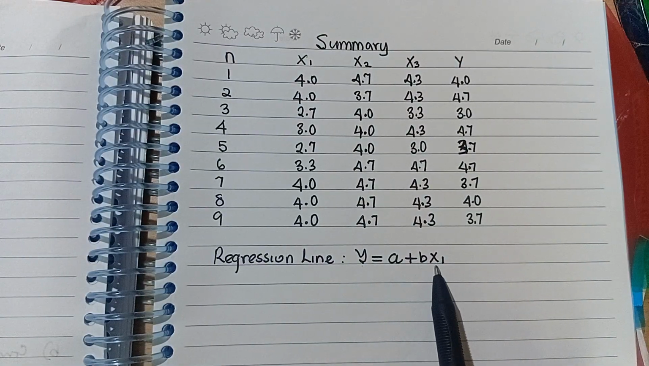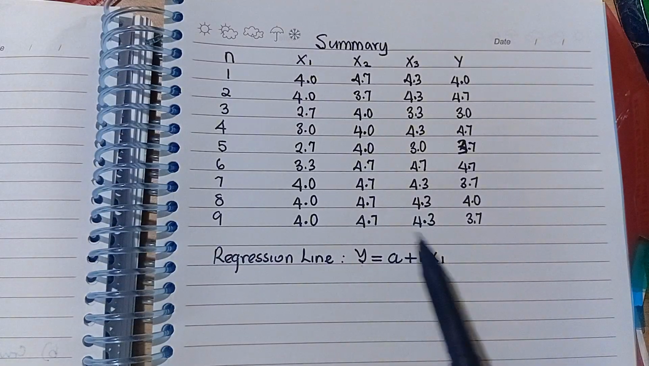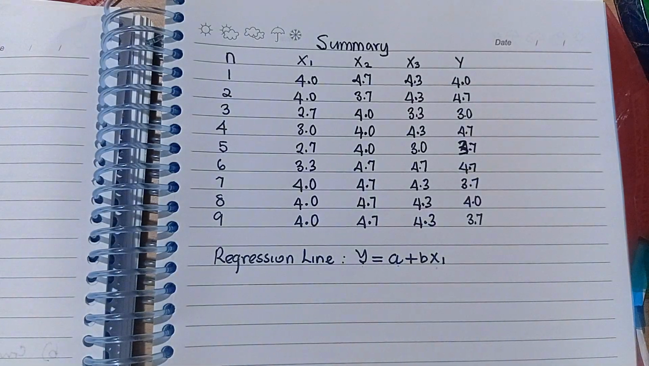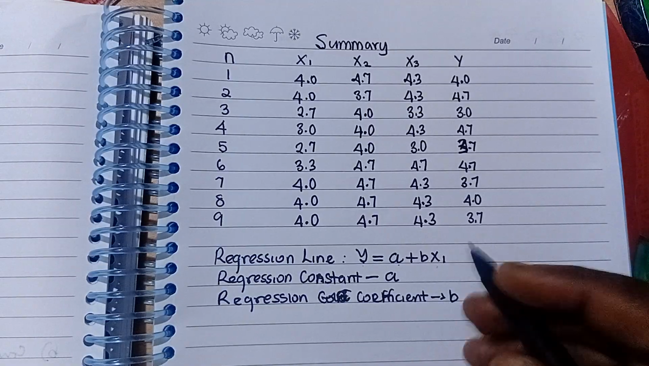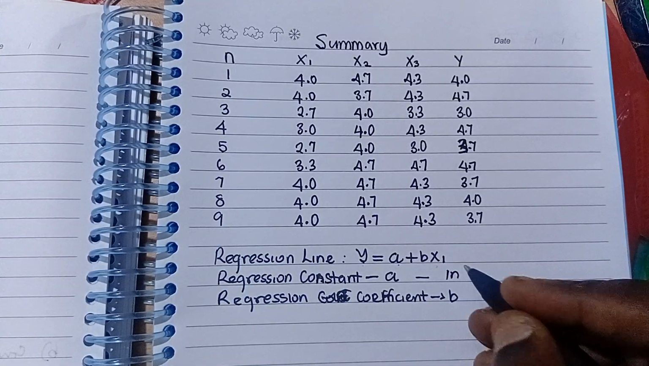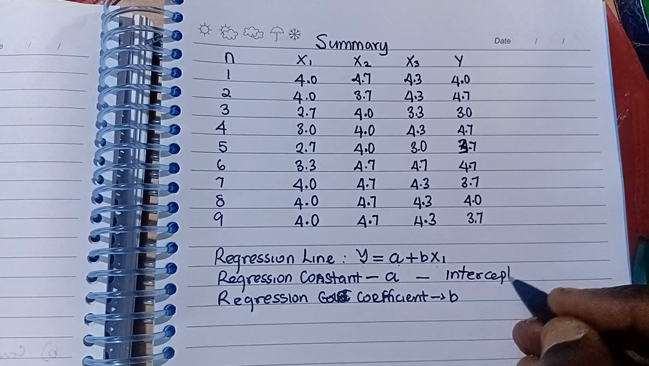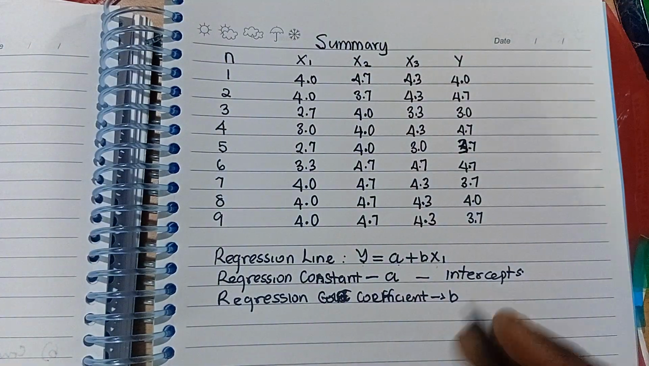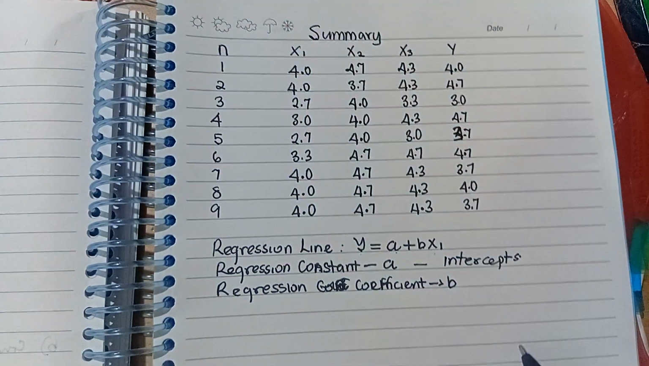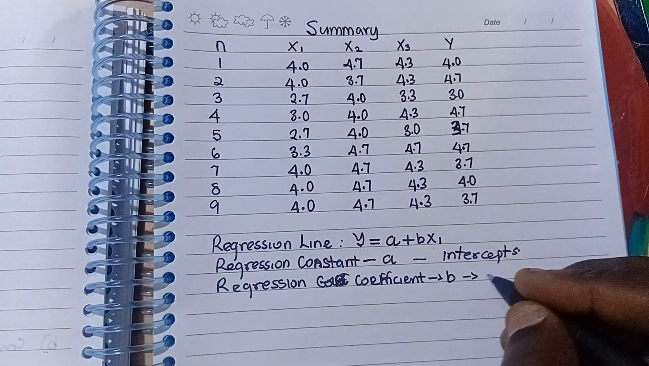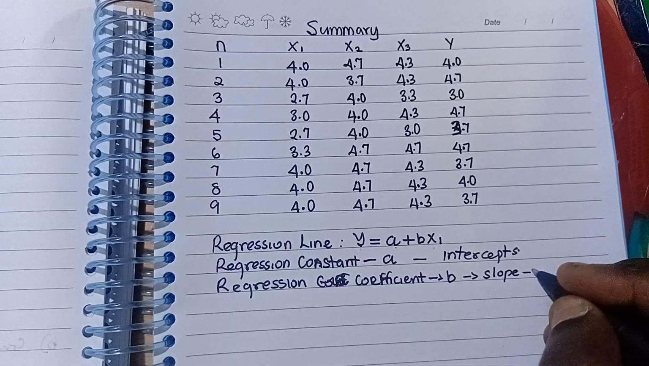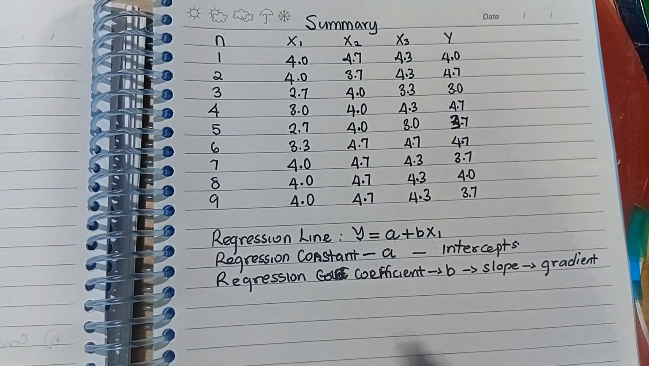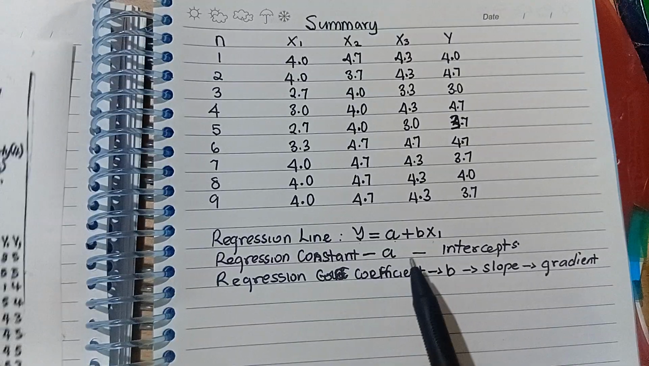Y equals a plus b x1. We are regressing y on x1. In this case, a is nothing but the regression constant. Another name for this is the regression intercept. Then the value of b is known as the regression coefficient, and another name for this is the slope, or what we know as the gradient.